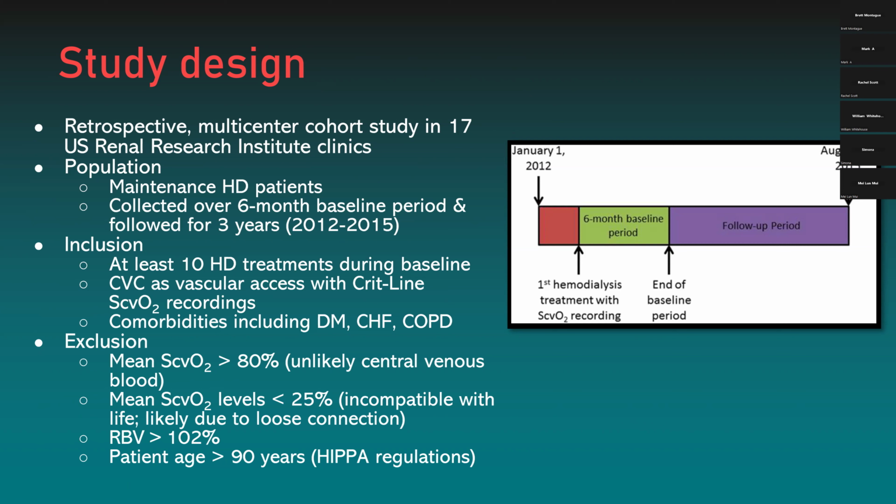They also excluded anyone with levels less than 25%. Being incompatible with life and probably more likely due to a loose connection, hopefully not in the bloodline. And then anyone with a relative blood volume greater than 102%, I guess that's also unphysiologic. And then also people older than 90 years.